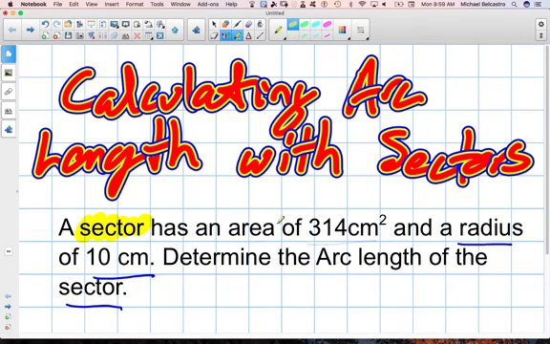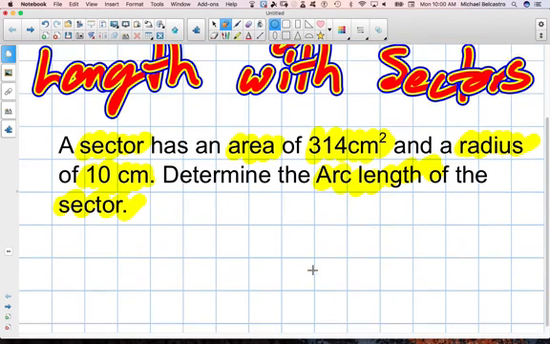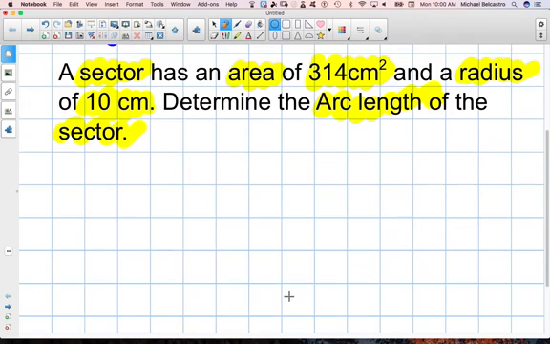We have a sector which has an area of 314 centimeters squared, and the radius of the sector is the same as the radius of the circle. It doesn't change, right? So the radius of the entire circle is 10 centimeters. Determine the arc length of the sector. Arc length is referring to the distance around the circle, otherwise known as the circumference.